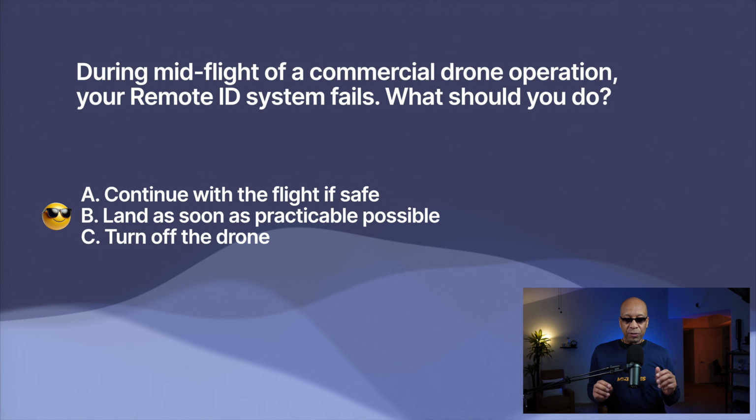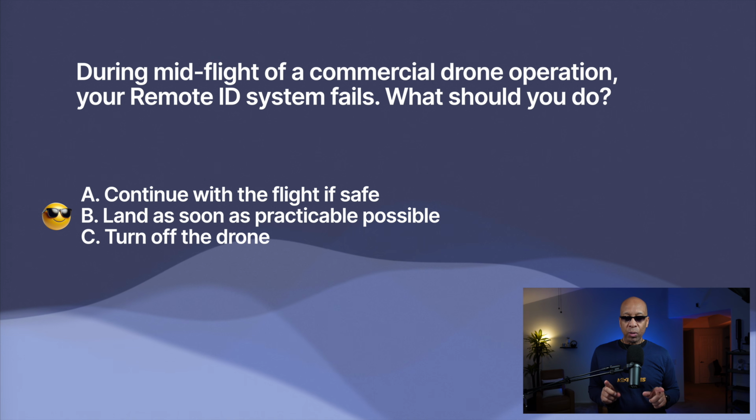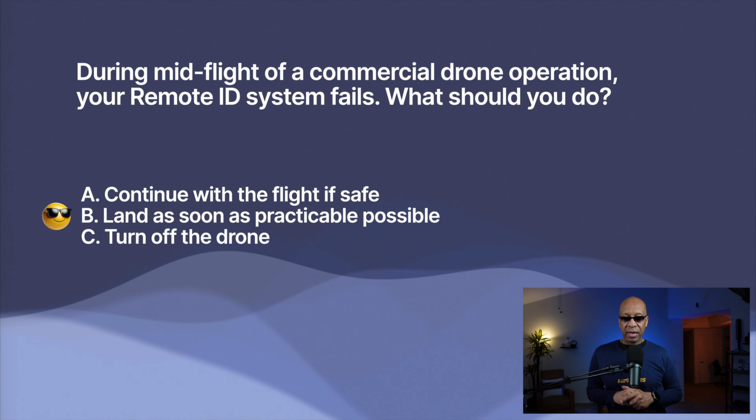Now, the explanation for this is that remote ID is always required under Part 89, and if it fails, you must land the drone as soon as possible. That's basically what the rule says under Part 89. So you already know the answer to that one.